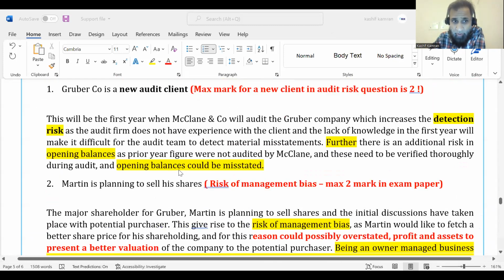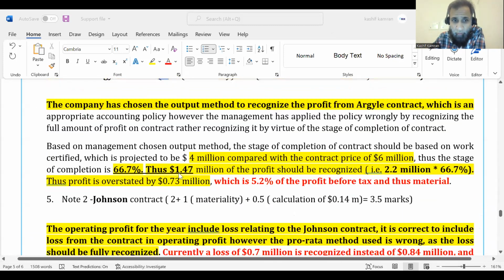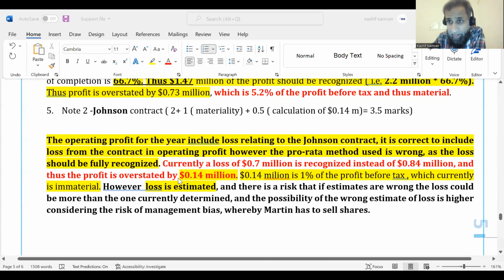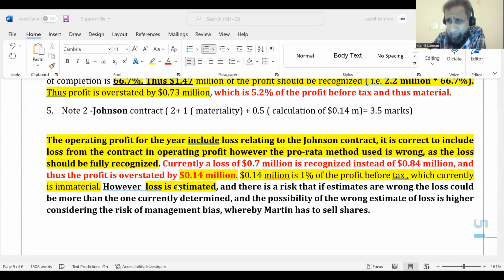How many risks did we write? 1, 2, 3, 4, 5. 5 risks and 13 marks. Ideally, a student says 5 risks, 10 marks, but we are getting 13 marks for 5 risks. So the examiner says that the student writes 12 risks for a 24 marks answer, which is wrong.